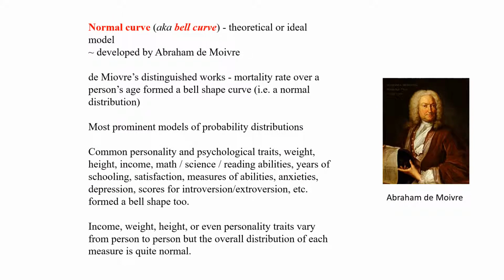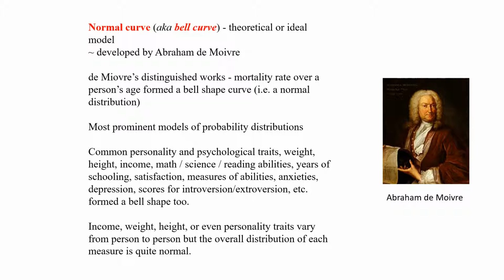The normal curve, also called the bell curve, is essentially a theoretical or an ideal model. The normal curve or the bell curve was developed by Abraham de Moivre. One of his distinguished works revealed that the mortality rate over a person's age formed a bell-shaped curve. That is a normal distribution. The bell-shaped curve refers to a normal distribution.